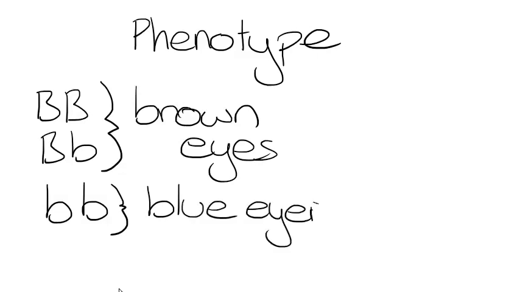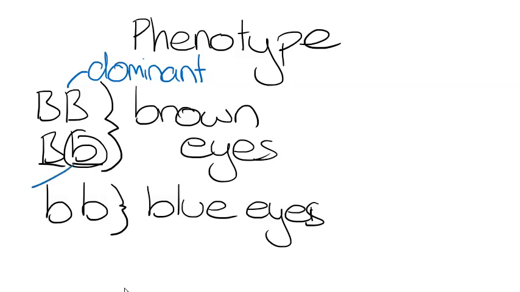Notice that even though in this case there is a lowercase b present, we still see the phenotype of brown eyes. What that indicates is that this allele here must be hiding that allele. The effect of this one, which is what we say is dominant, the dominant allele masks the effect of the recessive allele. So brown eyes, in this case, are a dominant allele, and blue eyes are recessive.